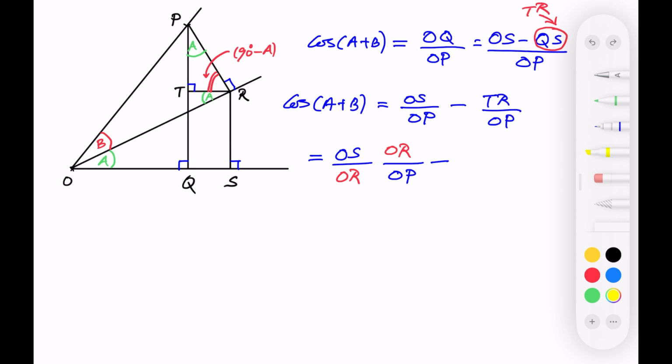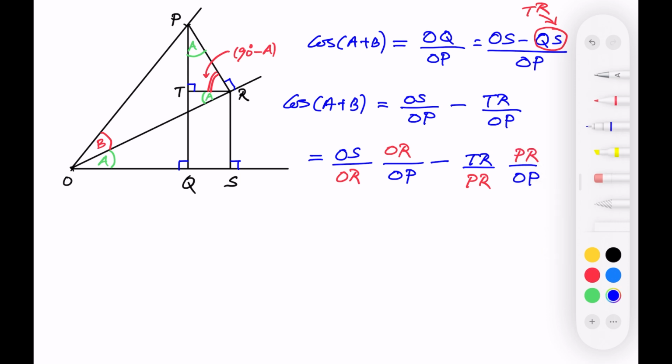TR is right here, OP is right here. Once again, TR over OP doesn't make any sense. Therefore, I'm going to put PR in the middle. When I do so, I can write it down. We have TR on the numerator and we have OP on the denominator. And in the middle, I'm going to put PR. One PR is going to be written in the bottom. The other PR is going to be written on the top.